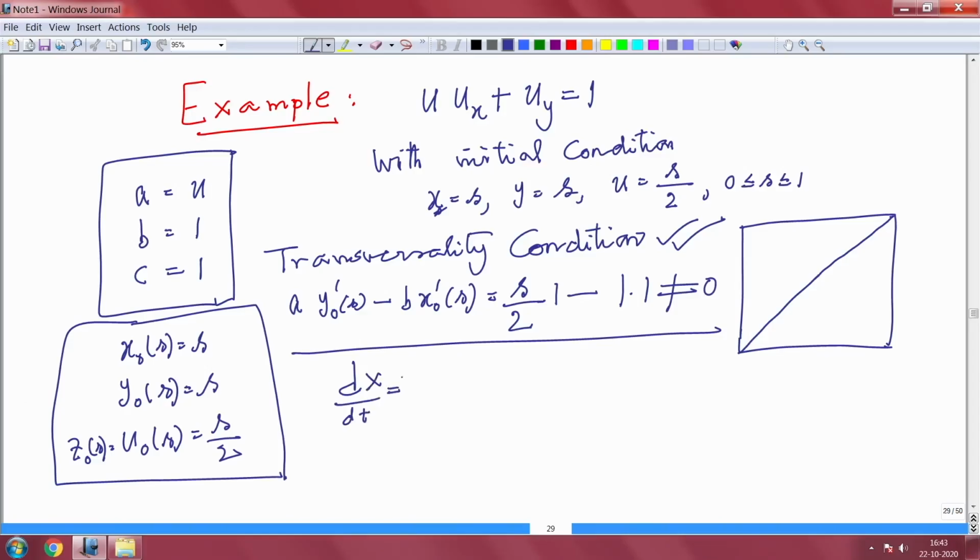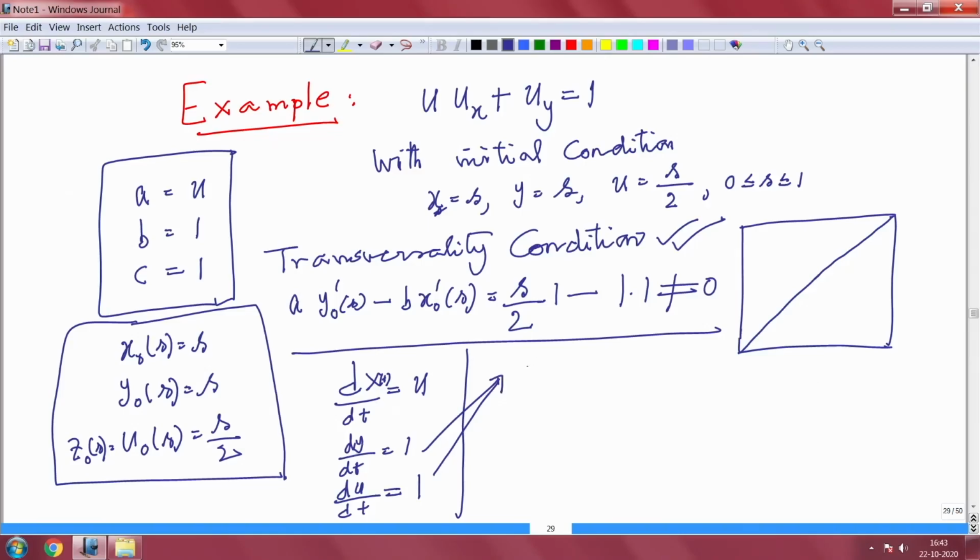is equal to u, right, dy by dt is equal to 1, and du by dt or dz by dt is equal to 1. Okay. With this initial condition x naught of s is equal to 1. So, what you will do? You can solve these two equations directly, right. That is easy to solve. What do you get?